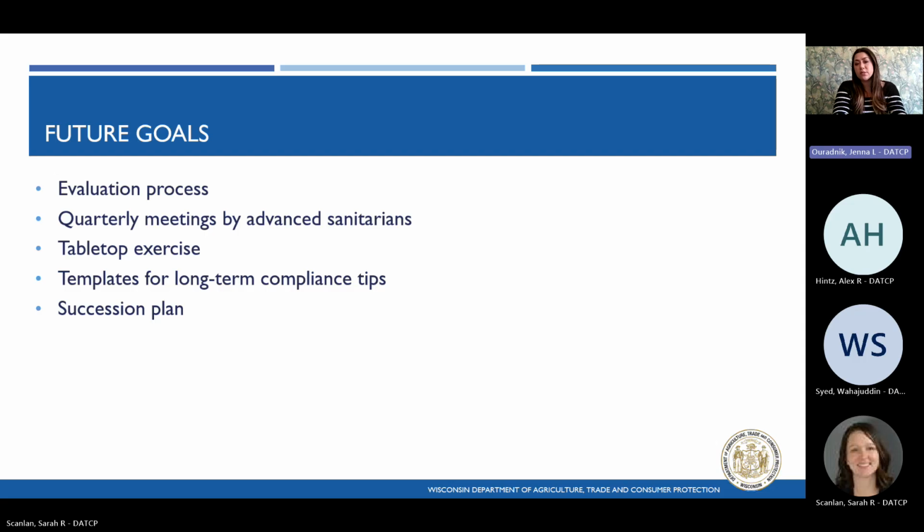With the implementation of these goals, the program seeks to improve Wisconsin outbreak investigations, utilize the information from these investigations to improve outbreak prevention and food protection, and to improve operation with the inclusion of the state advanced sanitarians in all aspects of the program.